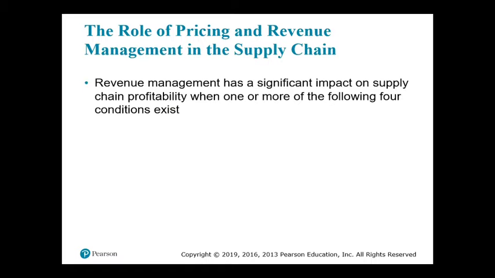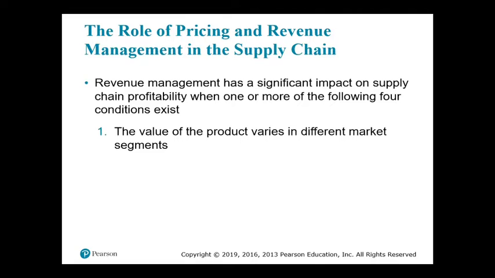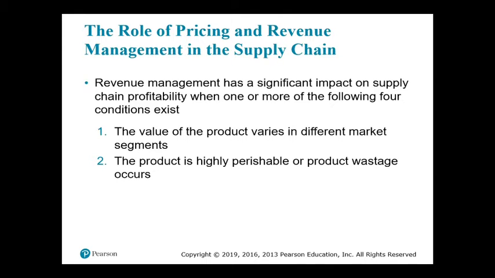So revenue management is particularly useful if one of these conditions holds in a particular company. One is that we are facing different customer segments, right? So different people would place different values on different attributes of our products. And the second condition is the product is perishable or product wastage occurs.